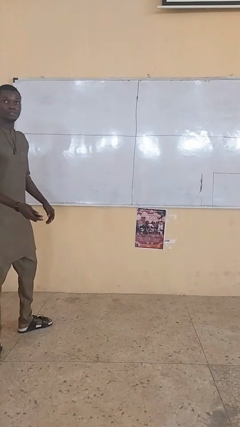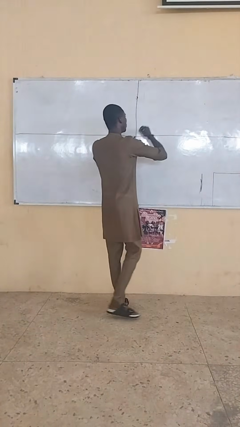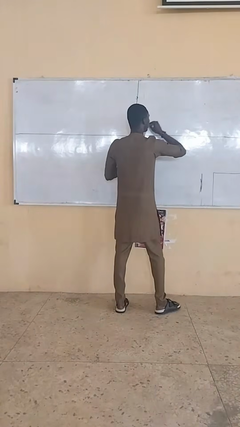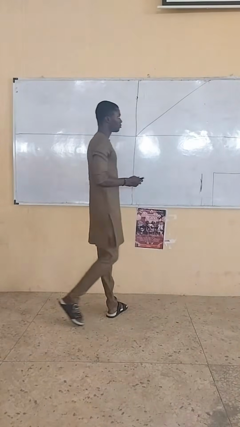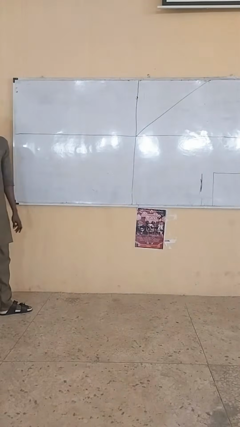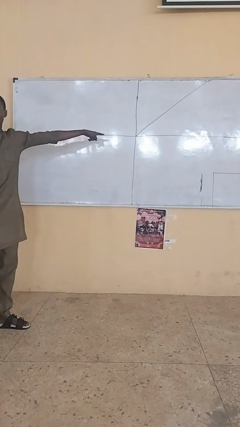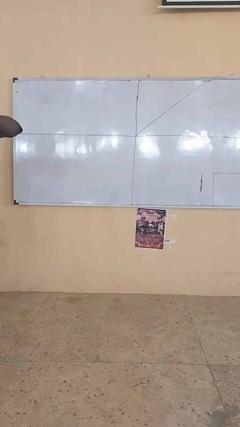Now take your protractor. You know your 45 will be upward here. Get your protractor here, on the line at the intersection. Make sure it's on the line, then you mark 45 degrees upward.